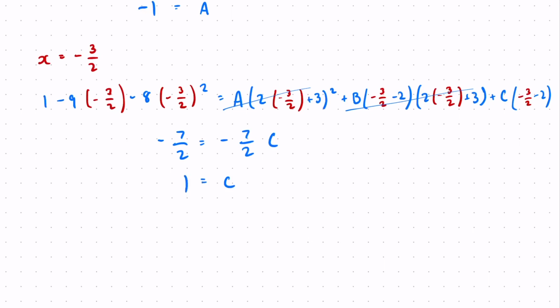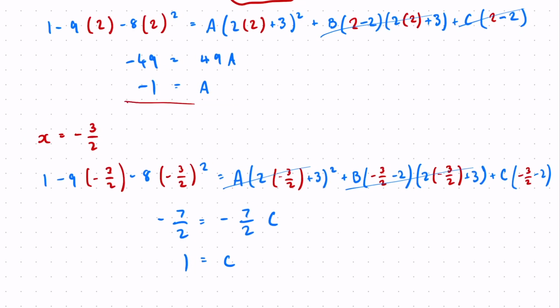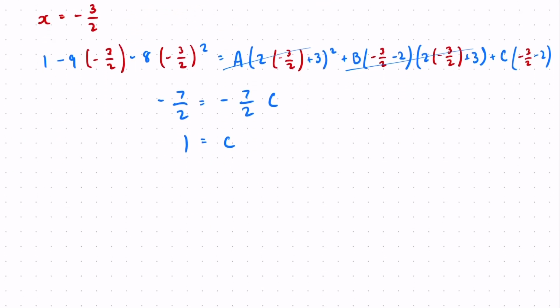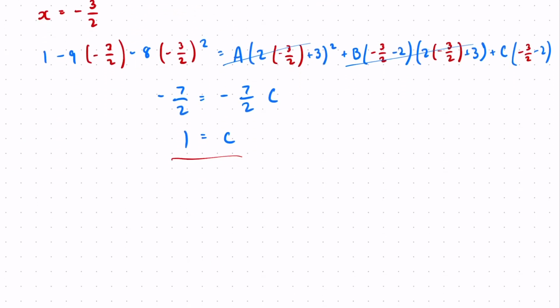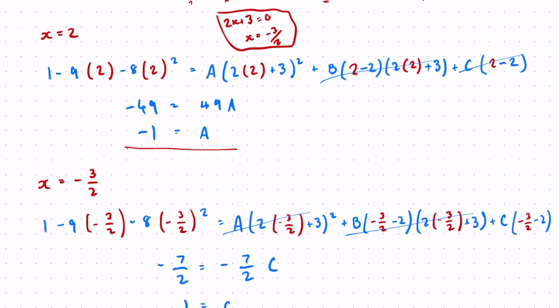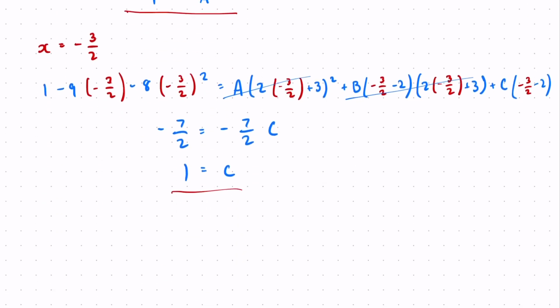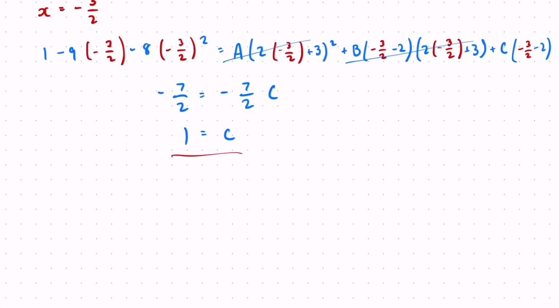So now I know my A term, negative 1, I know my C term, positive 1. I can use those two values plus any value of x I choose to find the B. Well, any value of x other than the ones which cancelled out my terms. I can't reuse 2 and minus 3 over 2, otherwise I'm going to end up with the same situation where B is disappearing. So I'm going to use any value but those two. And the obvious one is always 0, because 0 makes life easier.